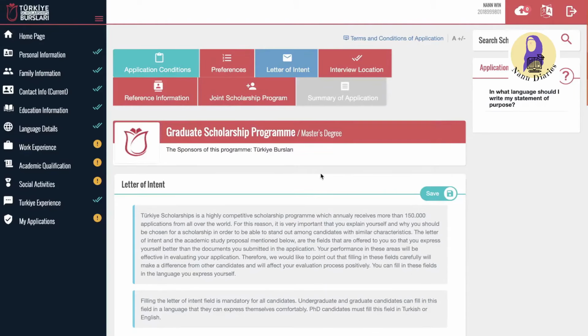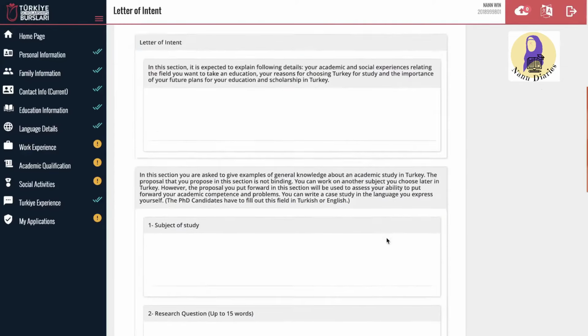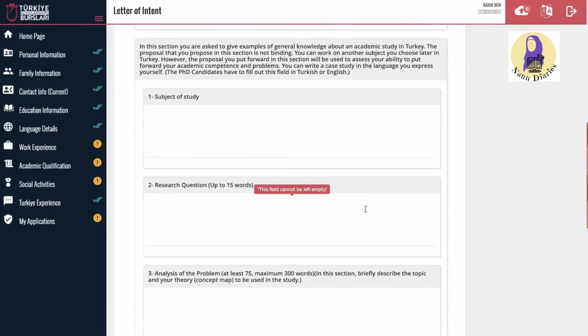This is the basic outline that they give in the application system. For the PhD applicant, you must fill this application in English or Turkish. But for the master's applicants, you can write it in any language you prefer, including your native language.